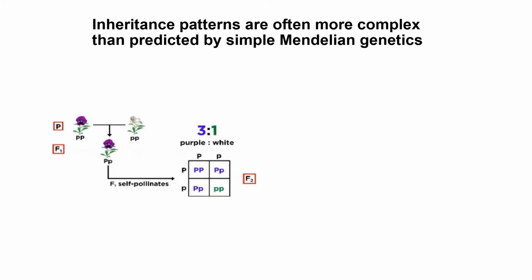Now I'm going to talk a little bit about Mendelian traits, but in this case, we're going to go beyond those Mendelian traits. I know that you have studied Mendelian traits since high school, and I did the same. To my surprise, when I went to university and then when I did my PhD, they showed me that inheritance patterns are often more complex than predicted by simple Mendelian genetics.